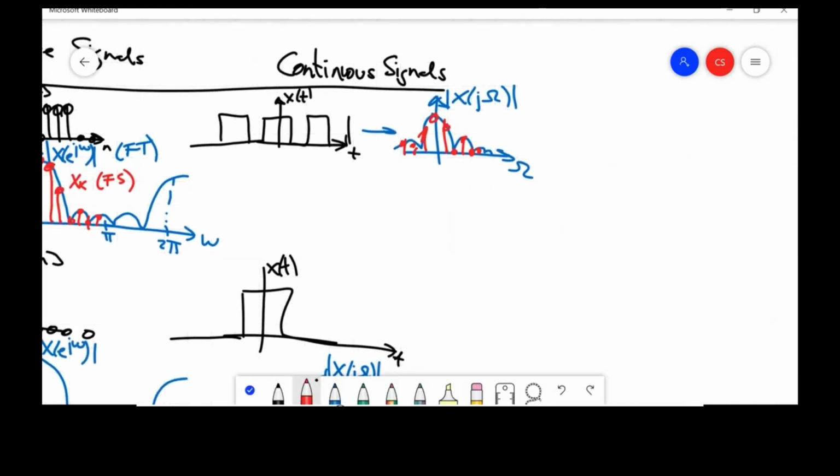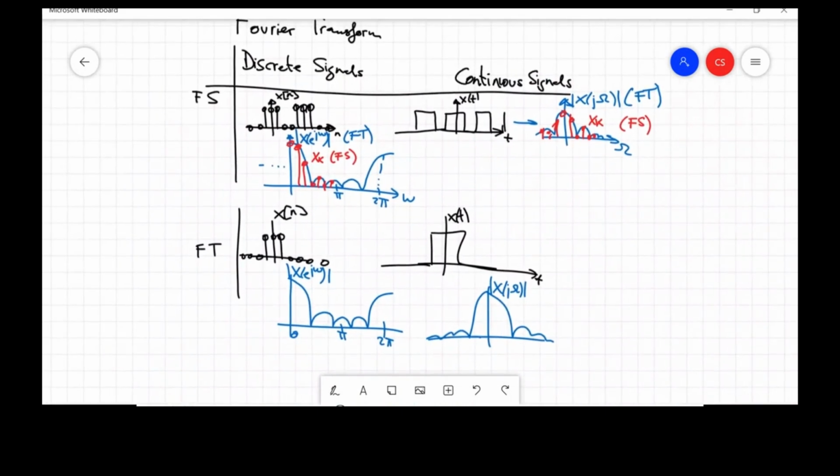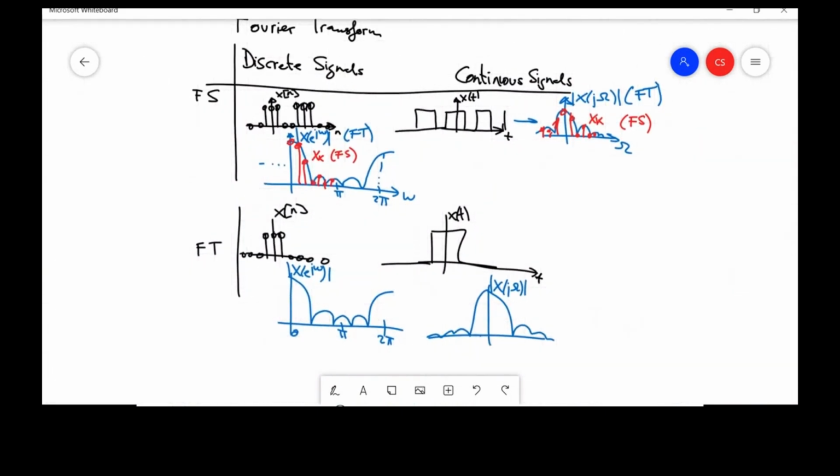So this one here is the Fourier series. This one there is the Fourier transform. And this is also called XA. So here in this kind of zoo of continuous and discrete signals, Fourier series, Fourier transform, the difference is whether the signal is periodic or not, and whether the signal is discrete or not.